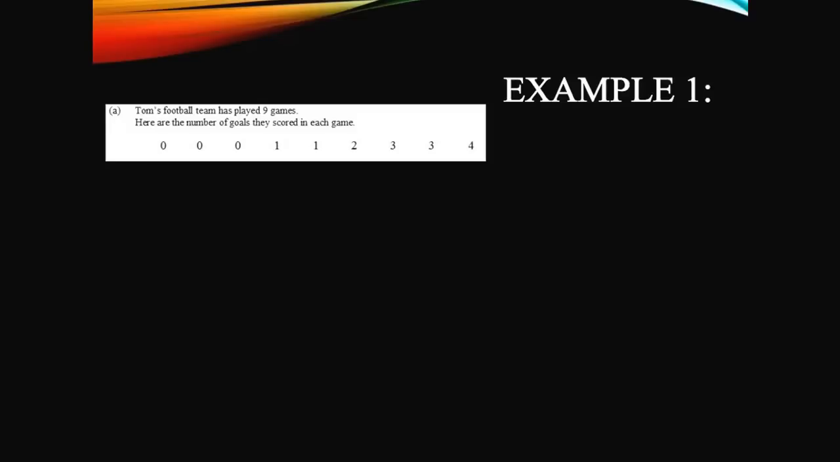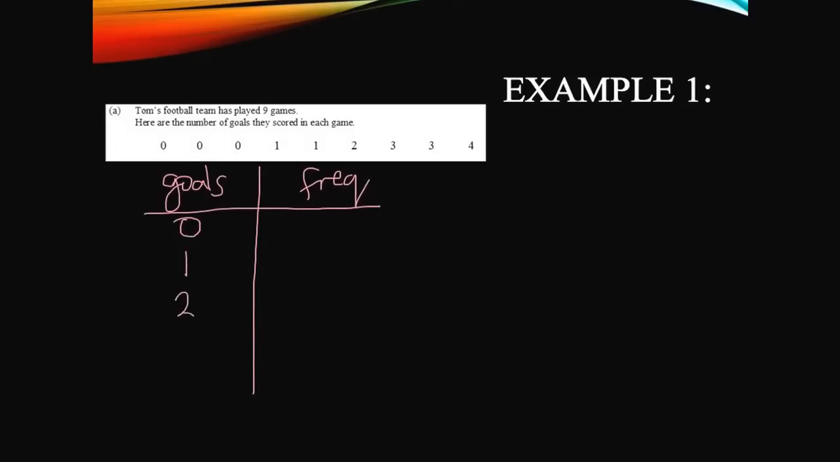So here we're going to have goals. I'm going to start to write this in a little table. Here are goals, and here is the frequency. So sometimes we have no goals, sometimes we have 1 goal, 2, 3 and 4. So these are like the categories, if you like, of the different things that have happened. How many times were no goals scored? Again, this is the frequency.